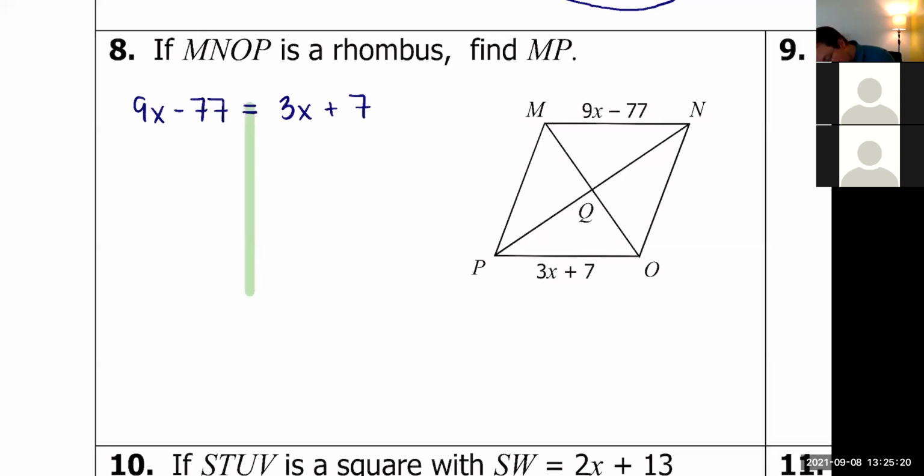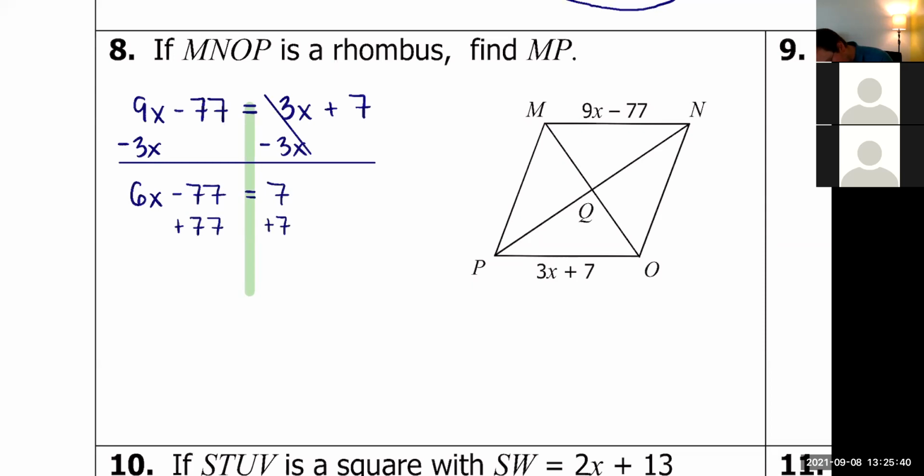Going into solving mode here, I would subtract the 3x from both sides. Gives me 6x minus 77 equals 7. Add 77 to both sides. Get 6x equals 84. And then last but not least, divide both sides by 6. You get x equals 14.